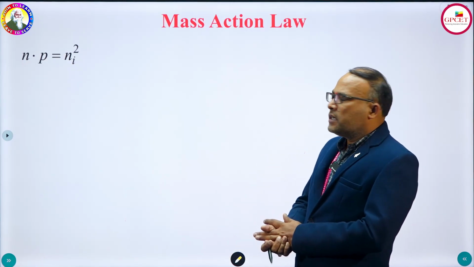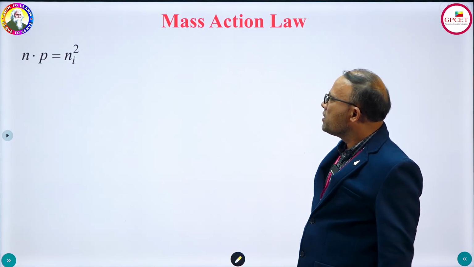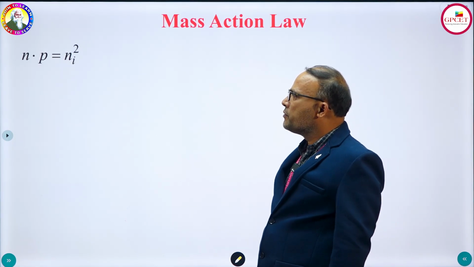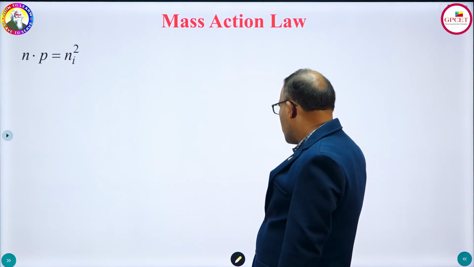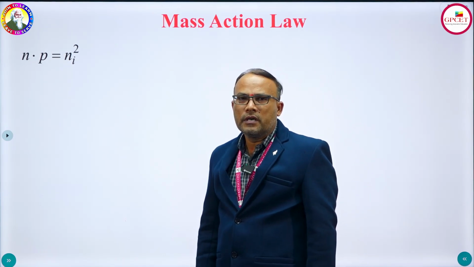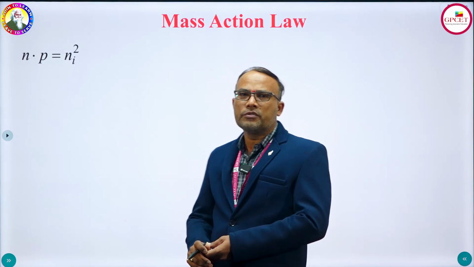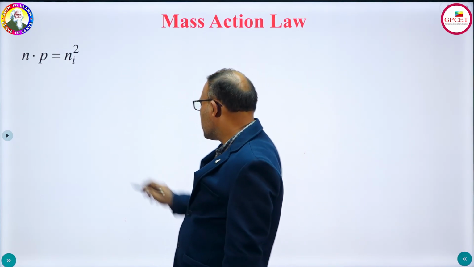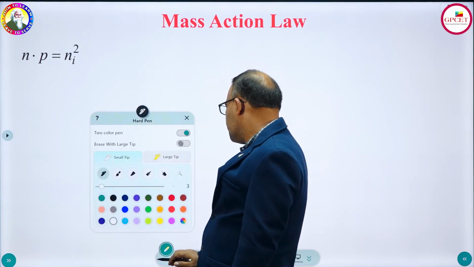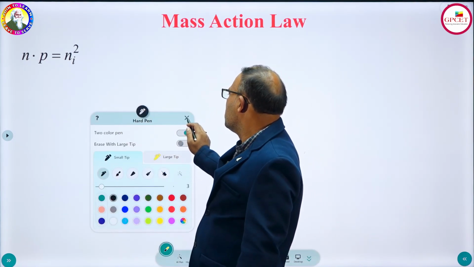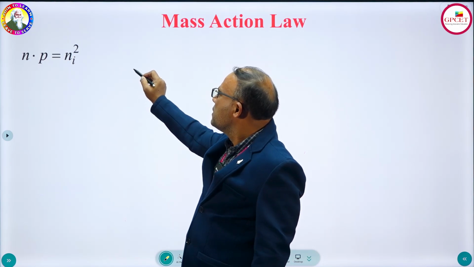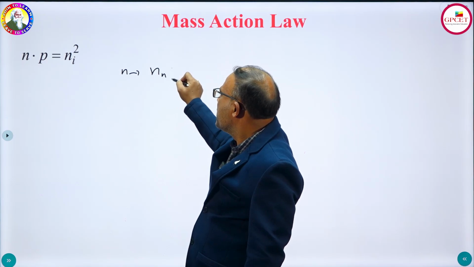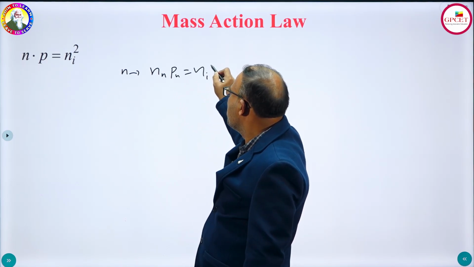In yesterday's class we stopped at the mass action law, which we have already dealt with. It is nothing but the product of the concentration of electrons and the concentration of holes being a constant, which is equal to Ni square. From this we can find the minority charge carrier concentration in the device. If it is an n-type semiconductor, we can find the minority charge carrier concentration, which is nothing but holes.